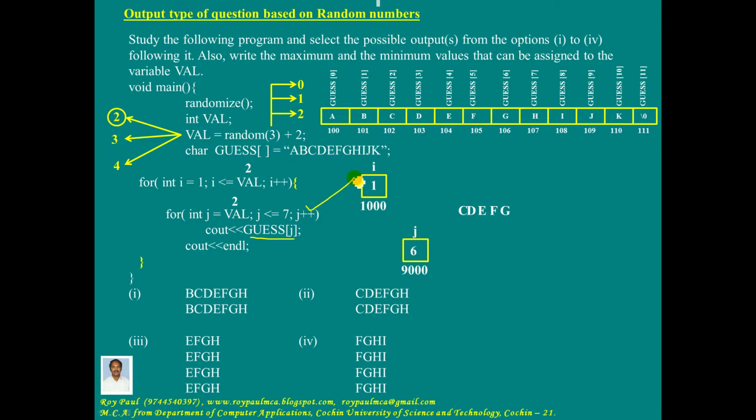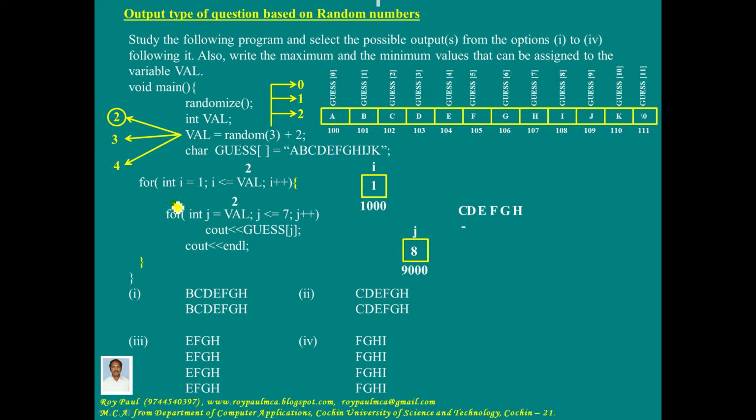After this J incremented, so J becomes 7. Now after this condition checked, 7 less than or equal to 7 condition true, so it comes inside cout output operator guess of 7, H. So here you get H. Now after this again J incremented, so J becomes 8. After this condition checked, 8 less than or equal to 7 condition wrong, you exit from the inner for loop. When you exit from the inner for loop, control comes here and because of this endl, cursor goes to next line.